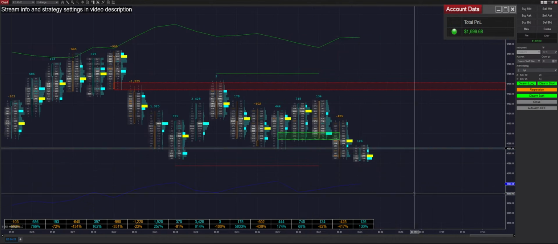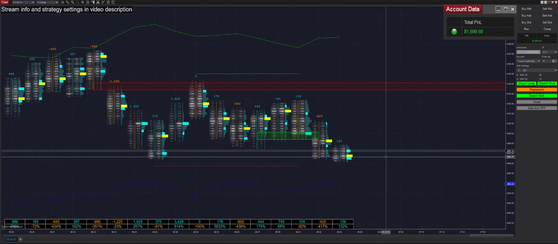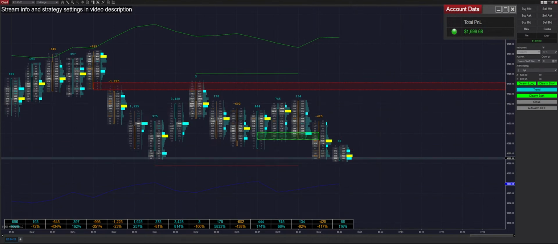Still not much happening here. Because it's out of the range and we closed out of the range, I'm going to put it in the trend for now.